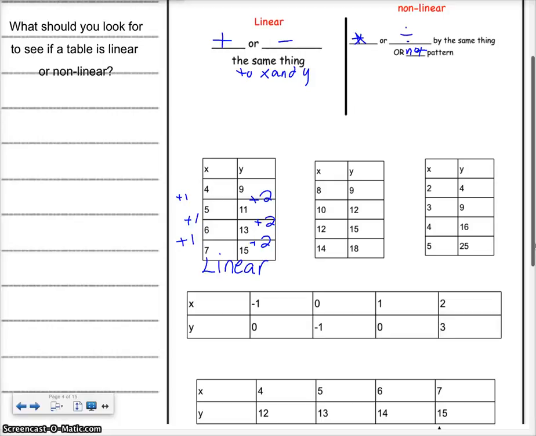All right, and then we do the x and y on this next table. I usually always check my y first. What did I do to 9 to get to 12? Plus 3. 12 to 15? Plus 3. 15 to 18? Plus 3. Okay, that looks good. Now let me check to make sure that my x change is constant. 8 to 10, 2. 10 to 12, 2. 12 to 14, 2. That's a constant adding, so this is linear.